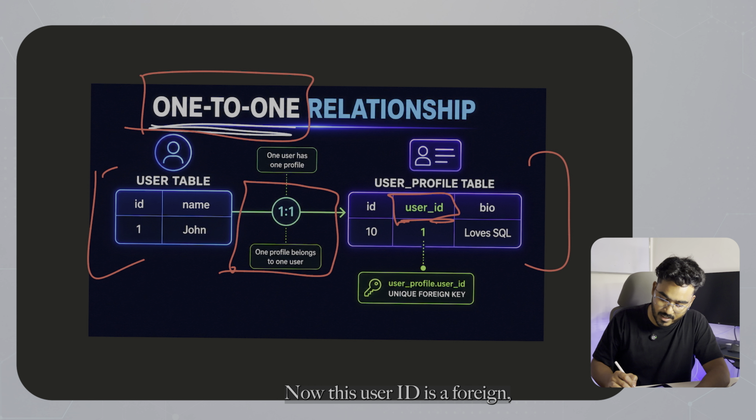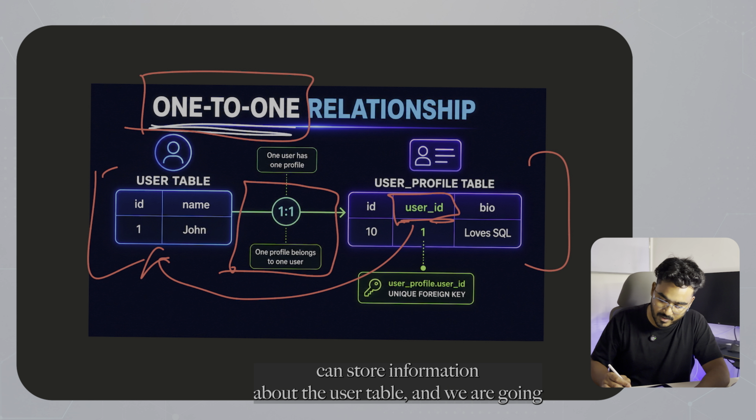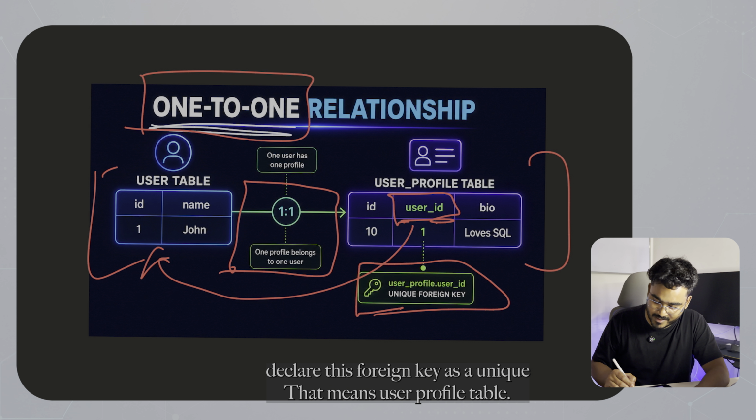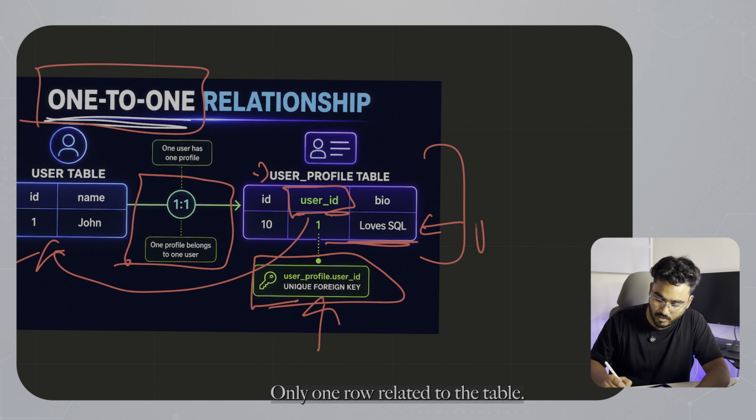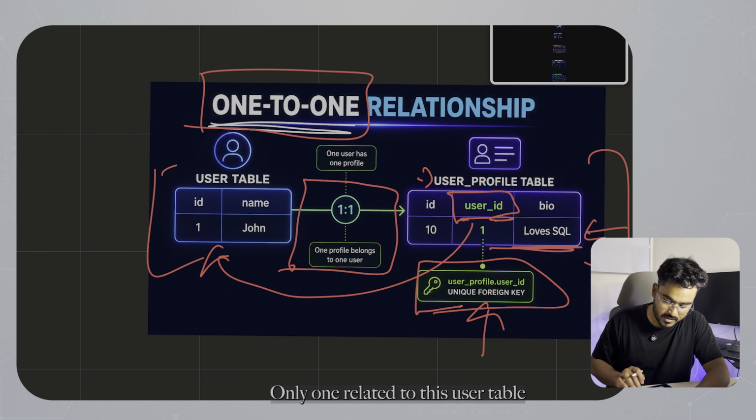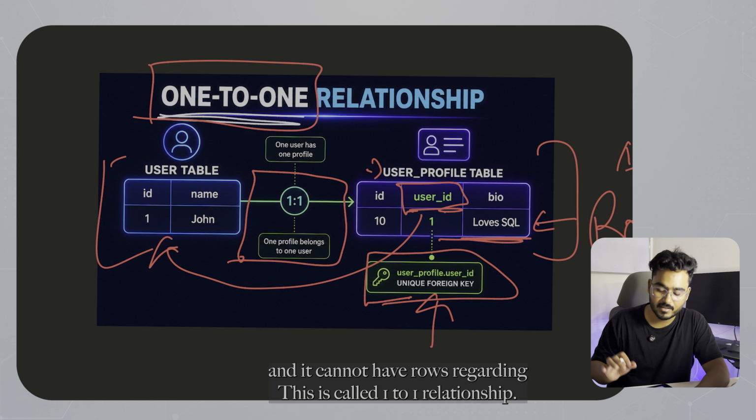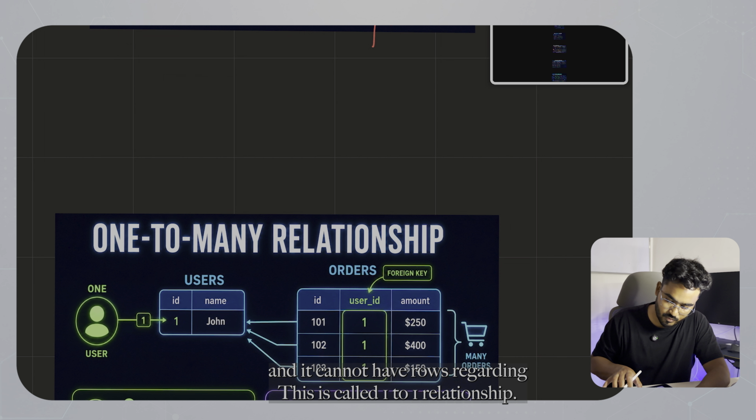Now this user ID is a foreign key and it stores information about the user table, and we are going to declare this foreign key as a unique key. That means the user profile table cannot have duplicate data. It cannot have more than one row for this particular user. So it can only have one user profile, only one row related to this user table, and it cannot have duplicated rows regarding it. This is called a one-to-one relationship.